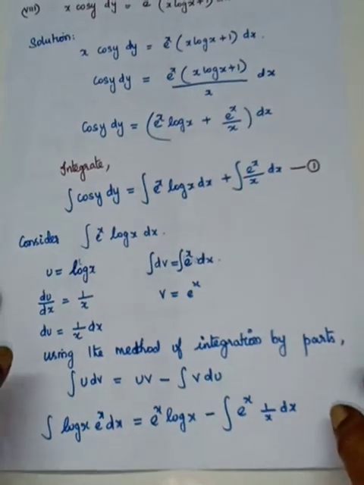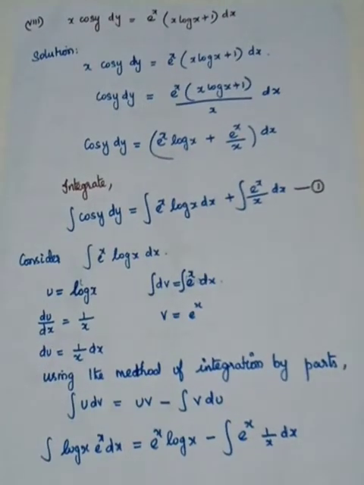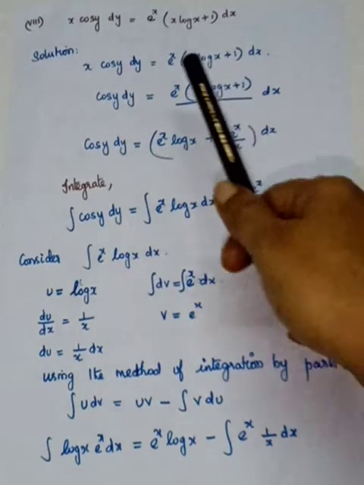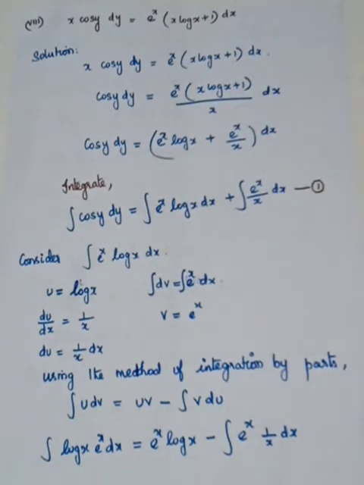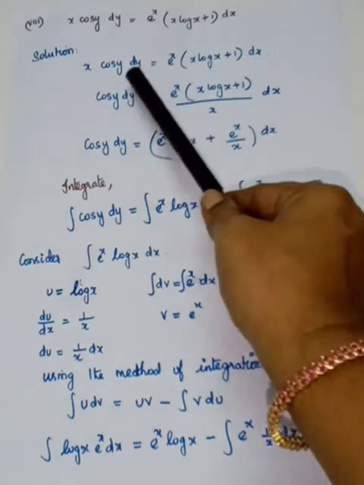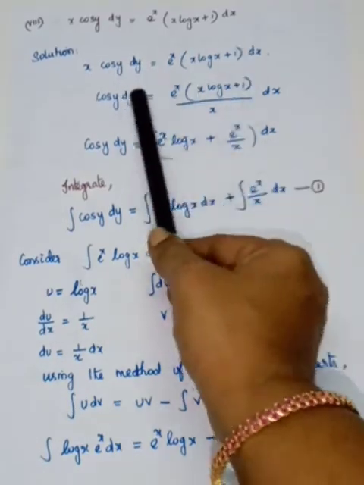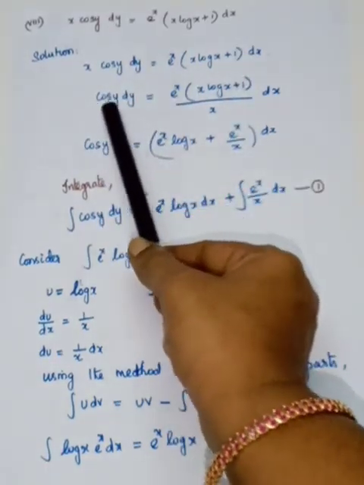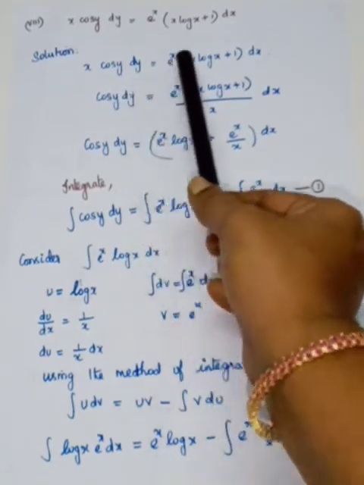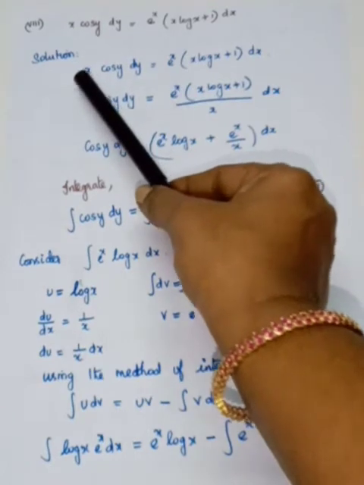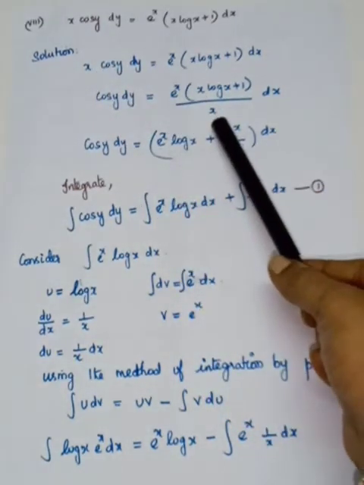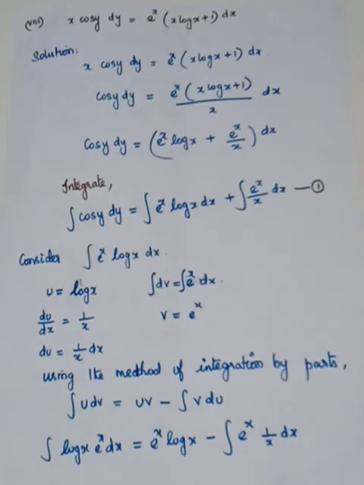What is that? x cos y dy is equal to e power x into x log x plus 1 into dx. So you take this term. We have to group the y term on one side and the x term on the other side. So dy is in the numerator, so we have to bring the y term to the left side. So that is cos y dy. Here there is no y term, so you are having only the x term. We have to bring it down to the right hand side. So e power x into x log x plus 1 by x into dx.